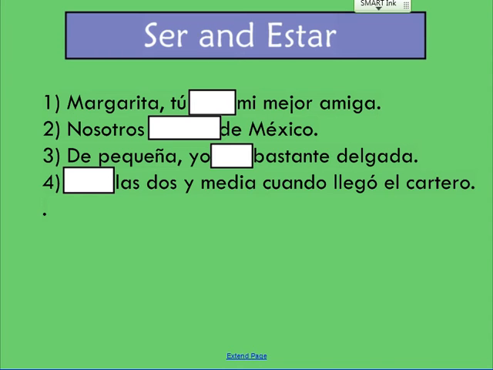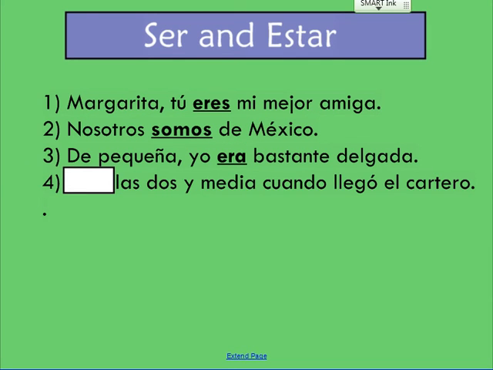How'd you do? Let's take a look. Make corrections in pen as we go through each one. 1. Margarita, tú eres mi mejor amiga, saying who someone is, identifying someone. 2. Nosotros somos de México, saying where we are from.